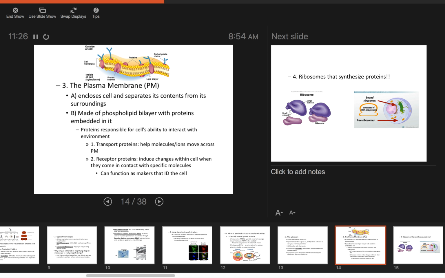Receptor proteins induce changes within the cell when they come in contact with something. There are molecules out there that will connect with this carbohydrate chain and start a chain reaction inside the cell saying, hey, this is what you need to do next. They can also function as markers that identify the cell. This is how your white blood cells, your immune system, work. They go around, they attach to your cells, they read these markers. If the markers say that you belong to the body, they leave you alone. If you are foreign material, then they terminate you, because you don't have the right markers, you don't have the right ID.